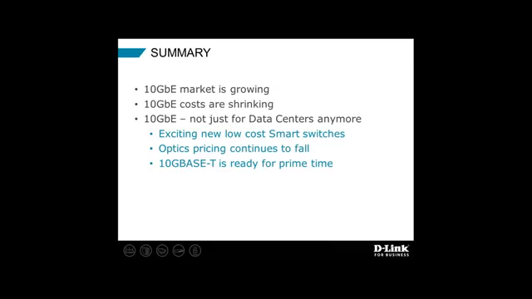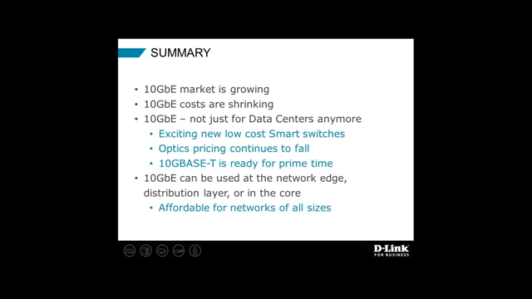10 gig is not just for data centers anymore. Low-cost smart switches, as I mentioned, and optics pricing on multi-mode and single-mode transceivers continues to come down in the industry. With the new advances in silicon, 10GBASE-T is shipping more and more every month, certainly ready for prime time. So 10 gig Ethernet now can be used pretty much anywhere in a business network.